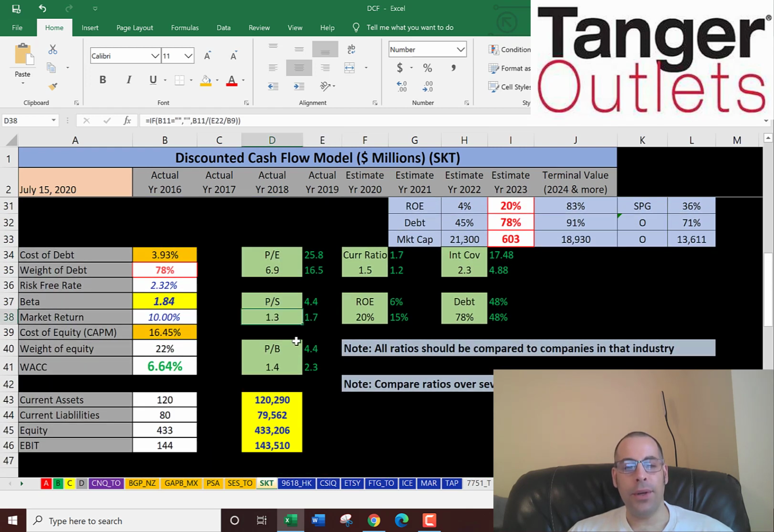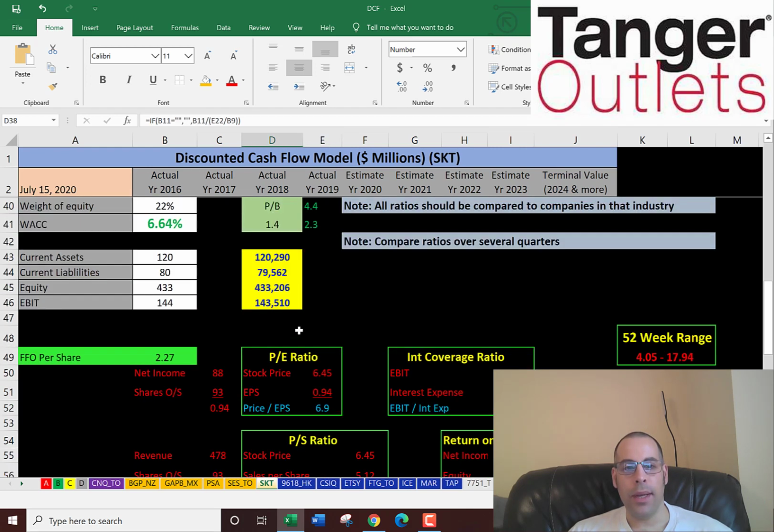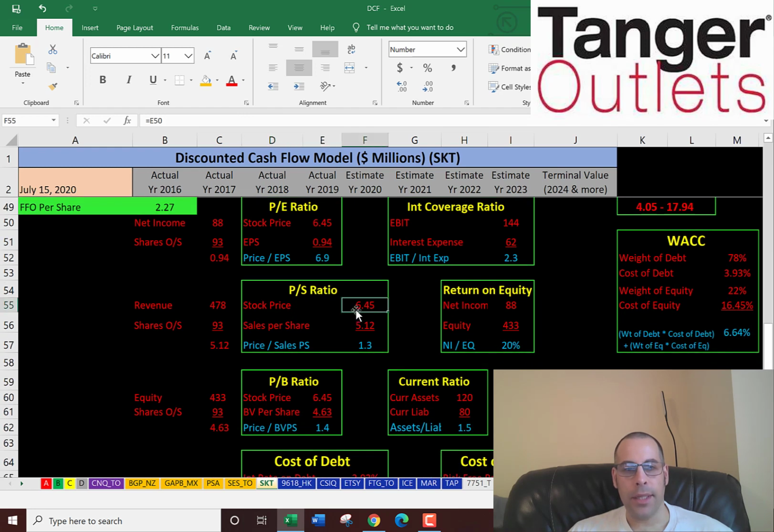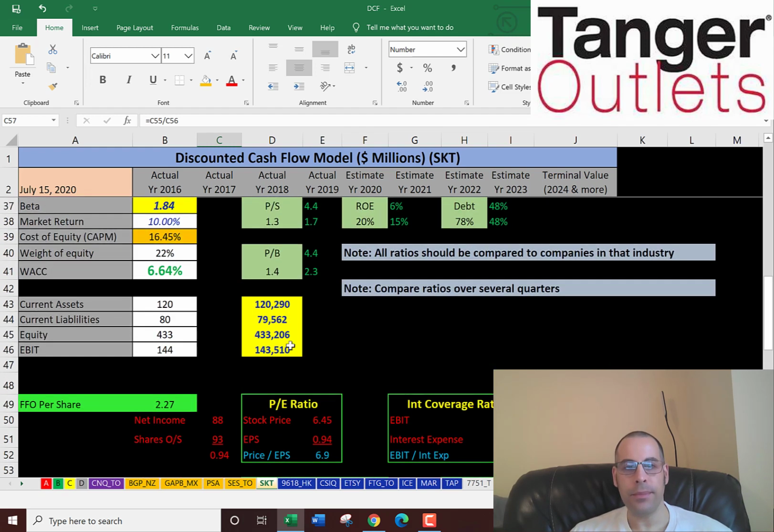The price to sales ratio is also pretty good, 1.3. That's price of stock of $6.45 over sales per share, $5.12. And sales per share is revenue, $478 million, over shares outstanding, 93 million, $5.12. So that means investors are willing to pay $1.30 for $1 of sales. That's pretty good. I like to see under 2.5 for this ratio.